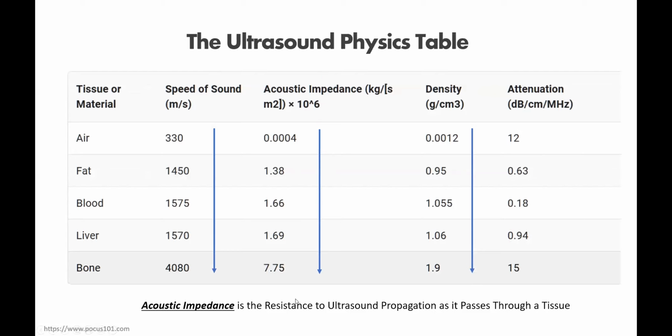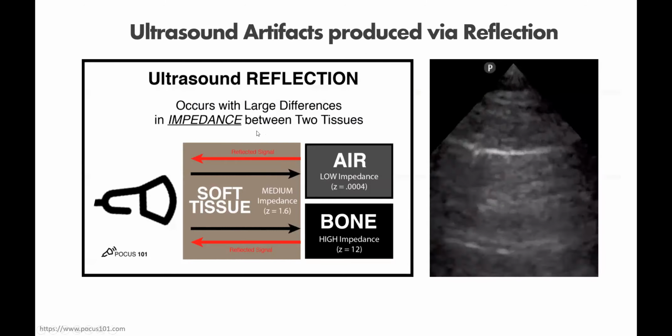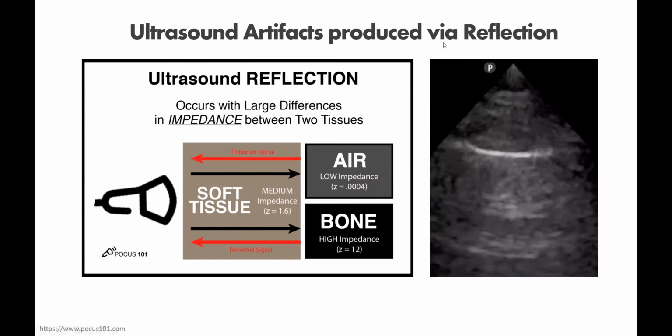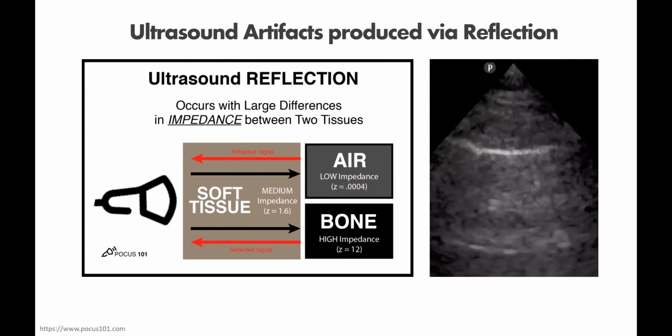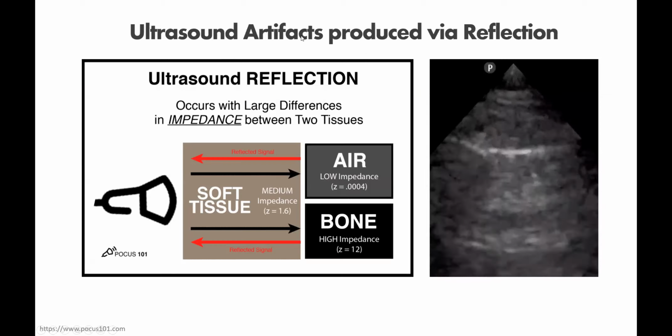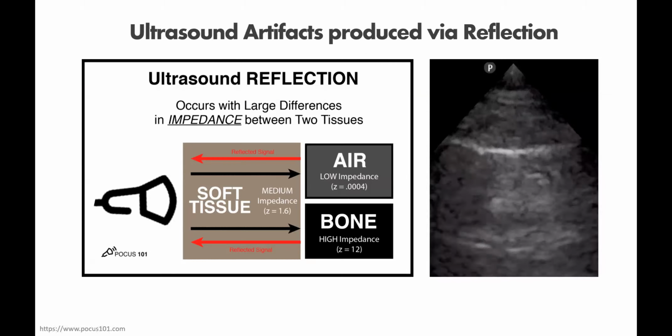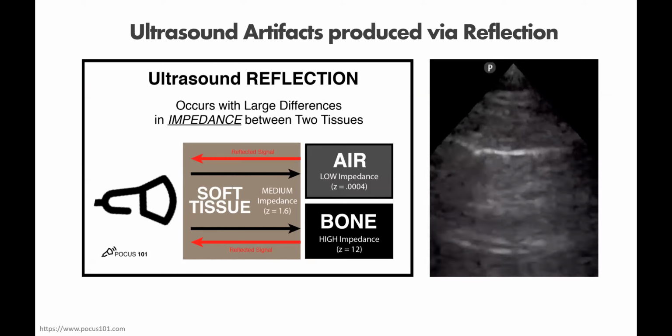Acoustic impedance is the resistance to ultrasound propagation as it passes through a tissue. So the faster the speed of sound in the tissue, usually the sound will dissipate faster. So there is higher resistance to ultrasound propagation. By knowing this table and the physics of ultrasound, we understand that when we do ultrasound, there are a lot of artifacts that can be produced, which are beneficial in our clinical practice in point of care ultrasound.